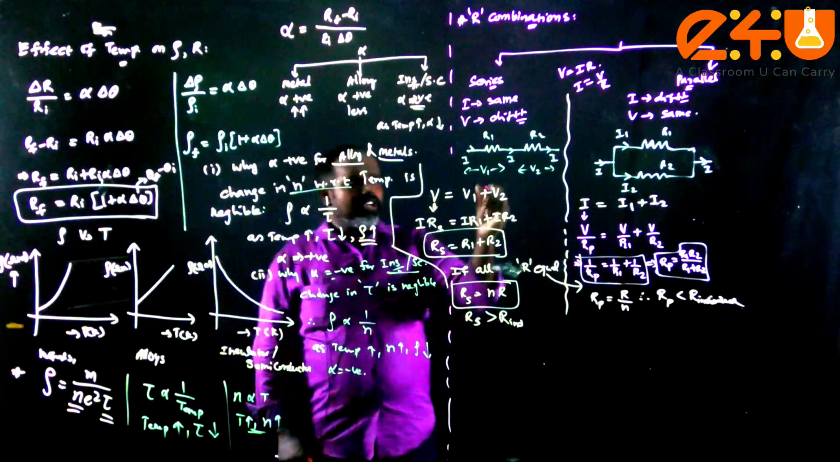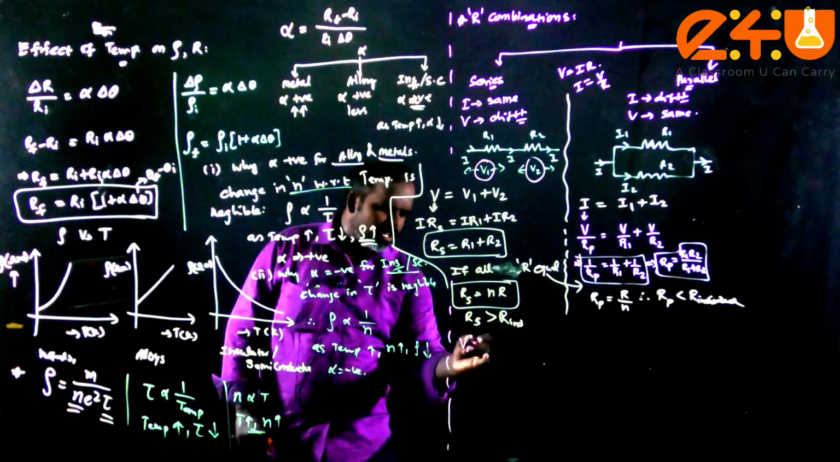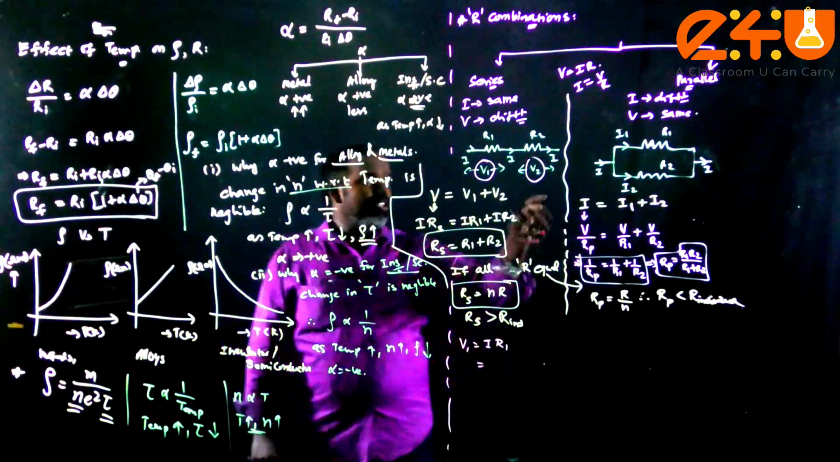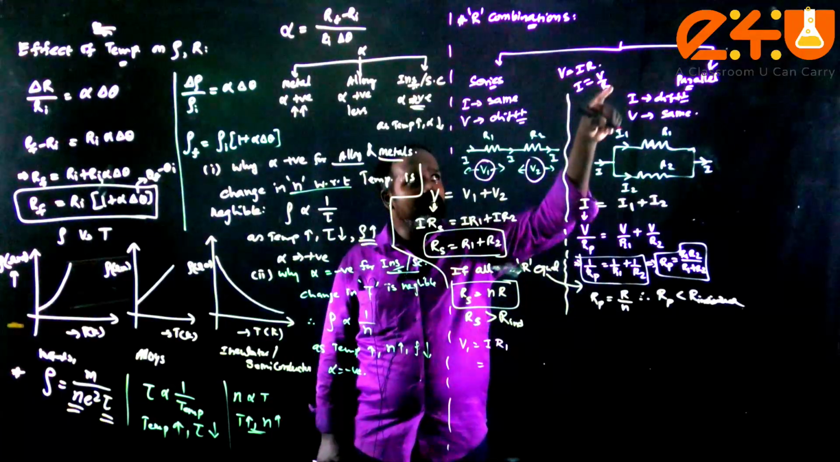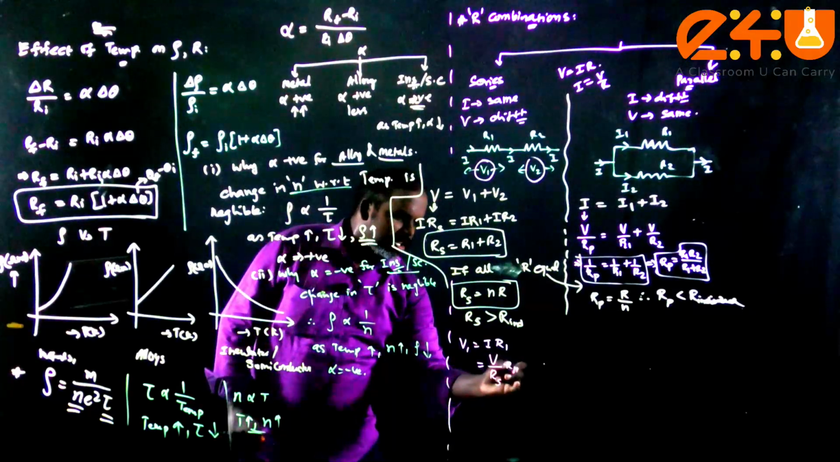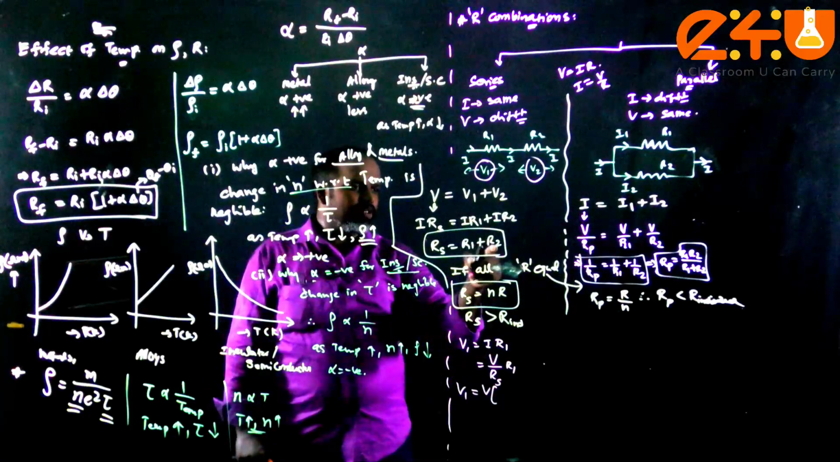So how do we find the voltages? We know that V1 is equal to I into R1. I is nothing but total current, which equals total voltage by total resistance, into R1. Therefore V1 is equal to V into R1, with Rs being R1 plus R2.